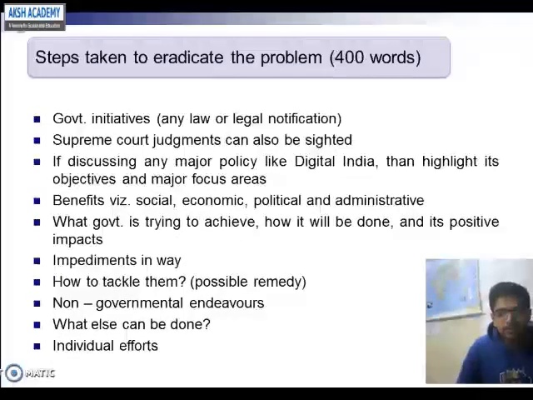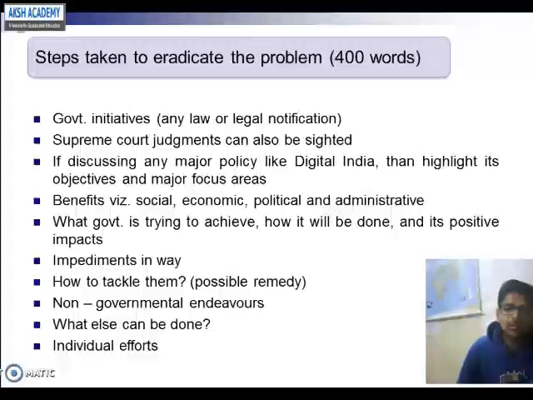Now, the next part to consider while writing an essay is steps taken to eradicate the problem, basically the cure, the medicine of the problem. Let us say, what are the government initiatives? Start with any law or legal notification issued by the government. We can also quote some Supreme Court judgments. If discussing any major policy like Digital India, then highlight its objectives and major focus areas.